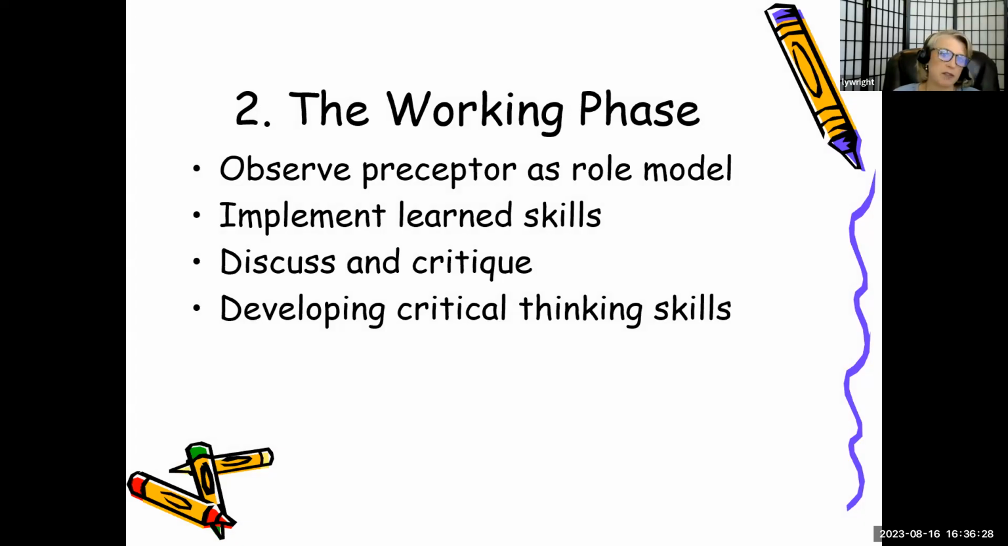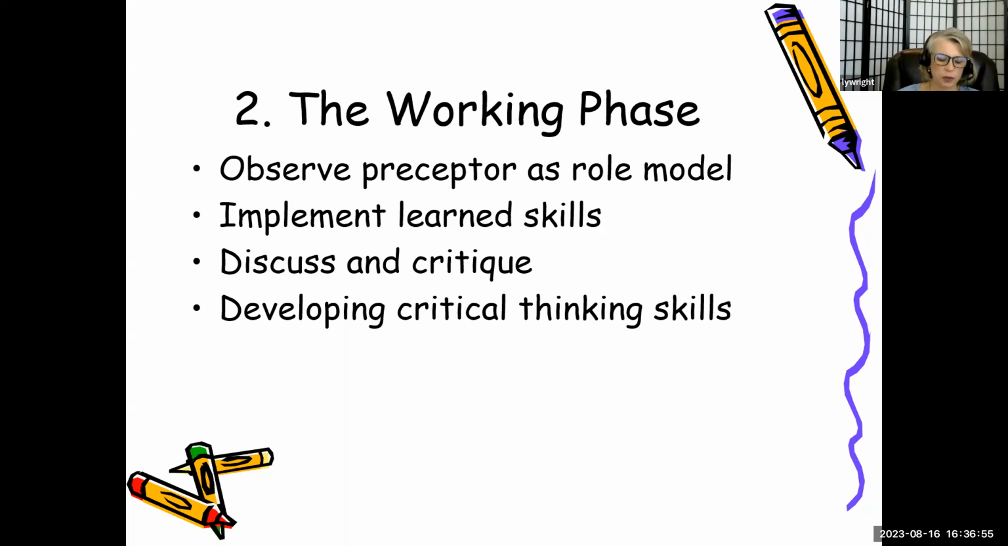Then we move into the working phase. And this is when we, as preceptors, are being looked to as role models. So we're modeling the professionalism, and we're also showing them the clinical skills and how we translate that science into actual practice.